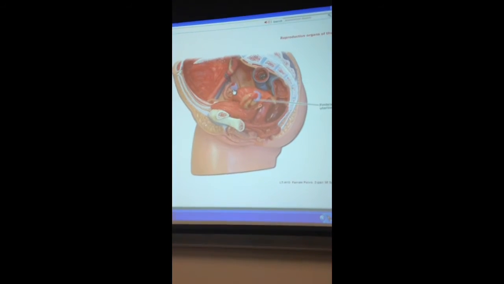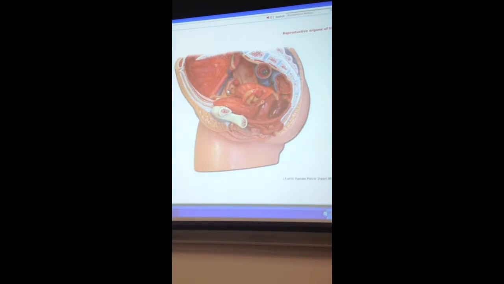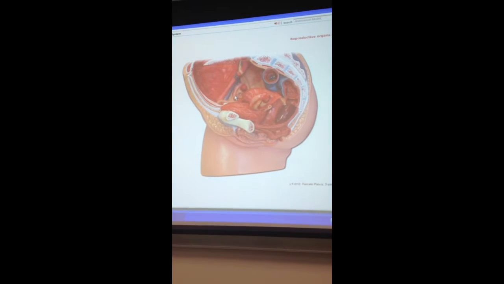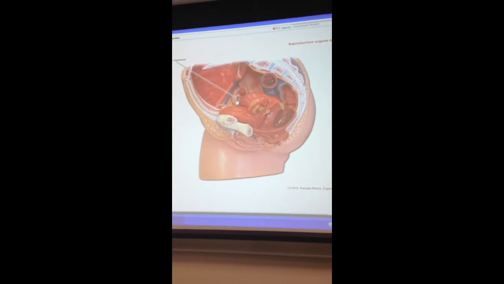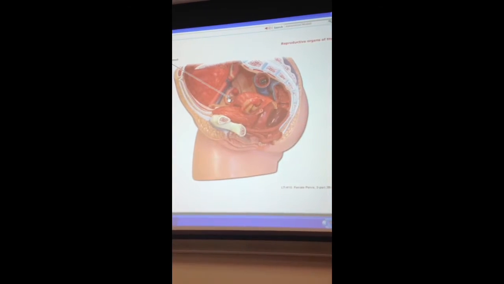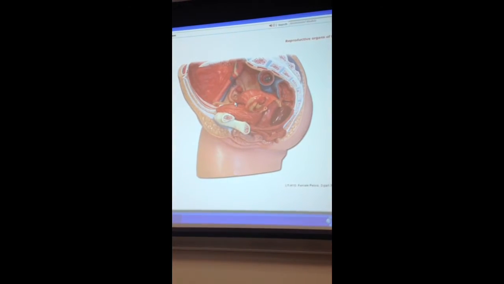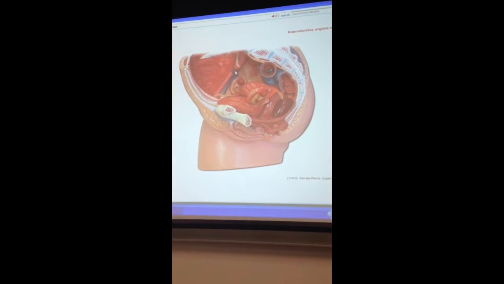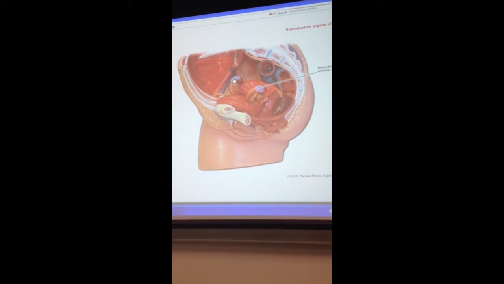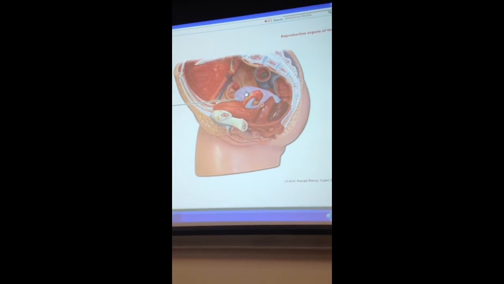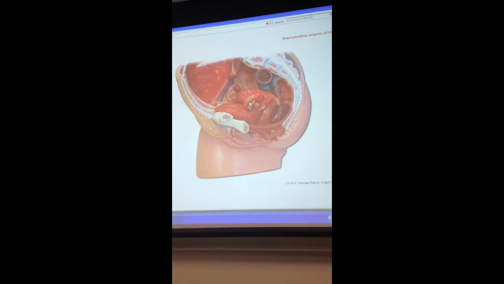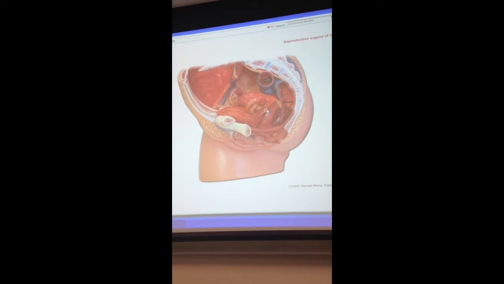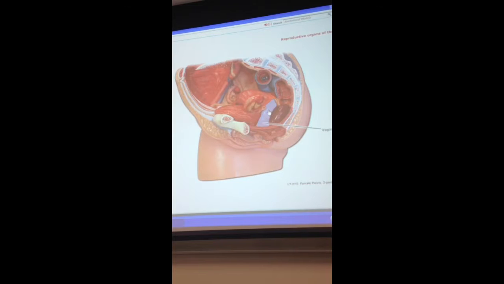Fimbriae, ampulla, and uterine tube or fallopian tube right here. Here's the ovarian ligament that is connecting the ovaries to the side of the uterus. Again the blood vessels, ovarian vein and ovarian arteries, come in to this region. Here is the uterus. Here's the urinary bladder. Probably this one is the ureter, and this one right here is the vagina.